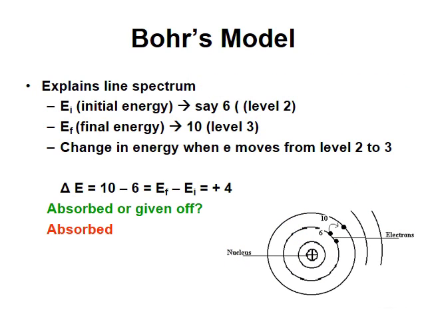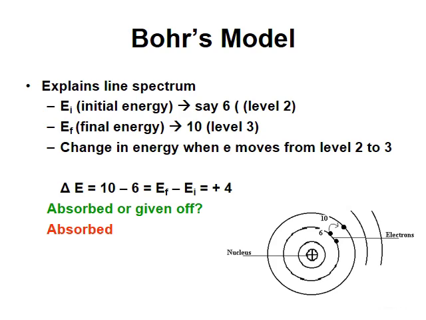Bohr's model explains line spectrum. That means why elements, when they give off radiation, don't give all those radiation wavelengths or all those colors. The answer is, if you go by Bohr's model, you have a central nucleus surrounded by orbits, and you don't have orbits at every energy.